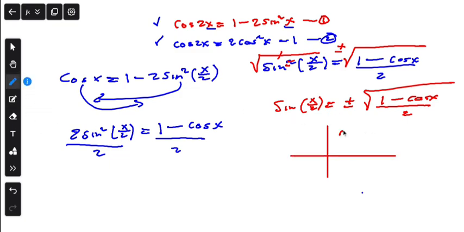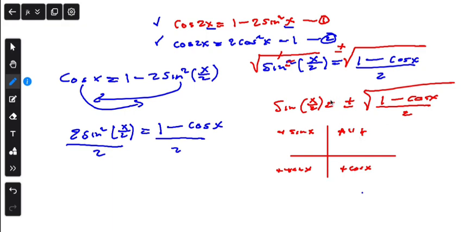This is the first quadrant, and all the trigonometric ratios are positive. Second quadrant, only sine is positive, the rest are negative. Third quadrant, only tan is positive, and the rest are negative. In the fourth quadrant, you're going to find that only cos is positive and all the rest are negative. Alright, so this is very, very important.